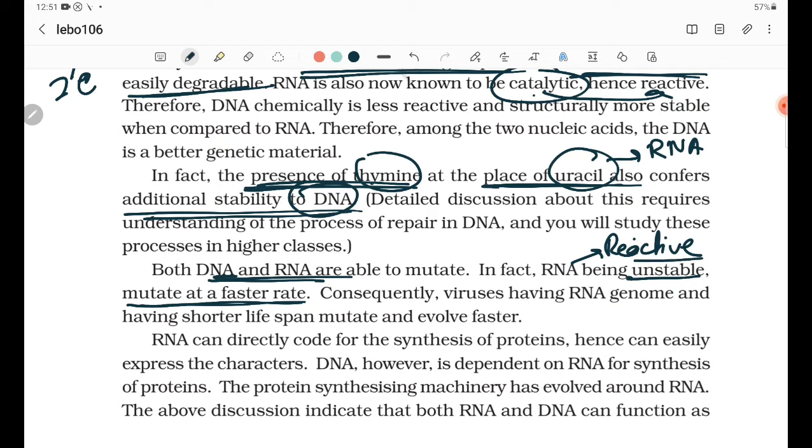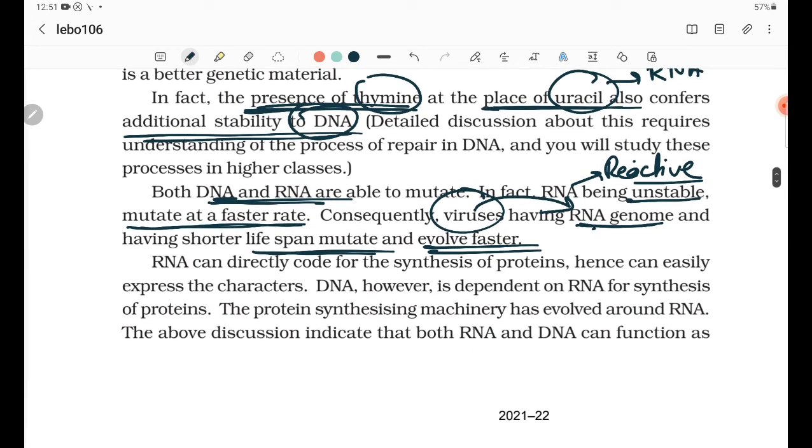It is reactive in nature, so it can mutate at a faster rate. Viruses having RNA genome have shorter lifespan, mutate and evolve faster. So for viruses the genetic material is RNA. Viruses have a very short lifespan and they mutate faster.